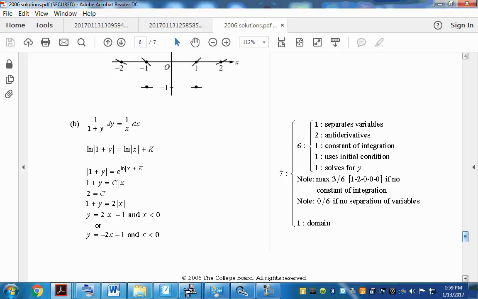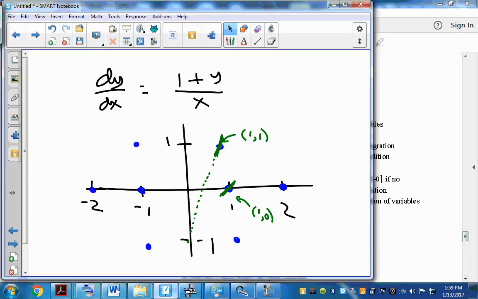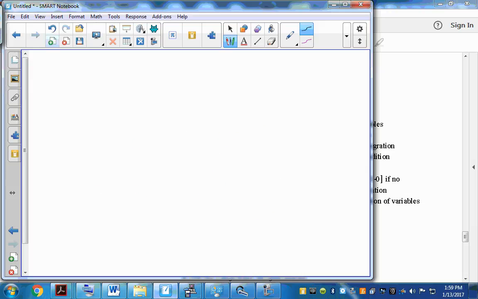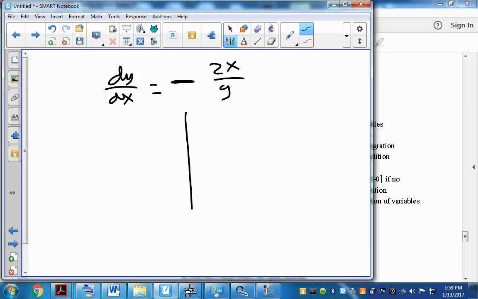Okay, let's do another one. Let's do the one on the same page above that. So, dy/dx, the slope, is negative 2x over y. And you've got 12 points to do. This must be impossible. I don't have time to do 12 points. Can you give me some points that are going to be super easy to do? Because I've got one here.